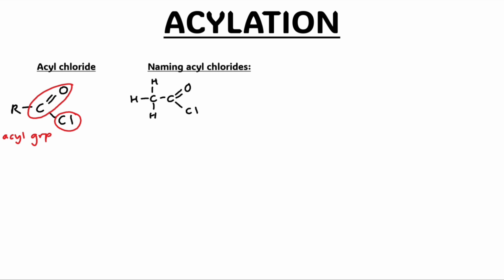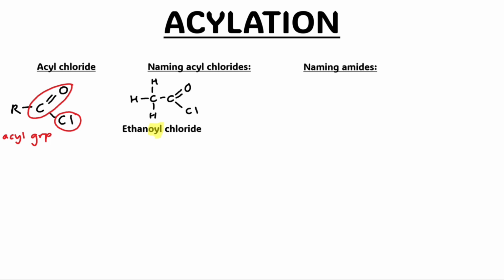Well, you need to count the longest carbon chain, which has 2 carbon atoms, and the C double bond O with the chlorine at the end, so it's definitely an acyl chloride. And there's 2 carbons, which means it's eth-an. And when you're naming an acyl chloride, the ending would be -oyl. So it'll be ethanoyl chloride. And if there's 3 carbon atoms, it'll be propanoyl chloride, etc., etc.